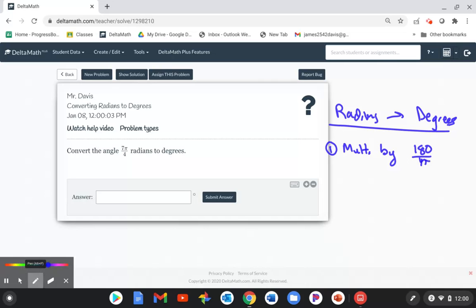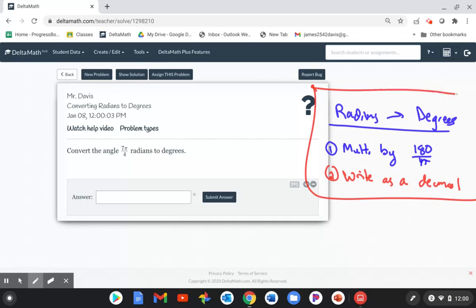It's okay to have a decimal here. Degrees are fine as decimals. We don't really want them as fractions, so we'll just write it as a decimal. On most of these, the pi's are actually going to wipe each other out, which I'll show you in just a sec. It's really as simple as that. Just multiply by 180 over pi. The pi's generally will wipe each other out, and you just make it a decimal.